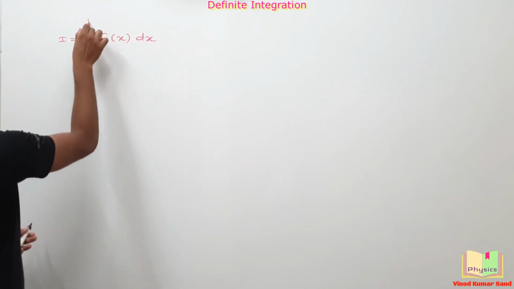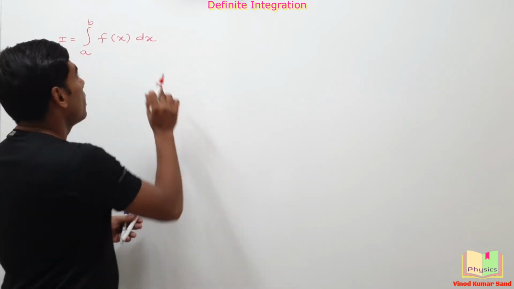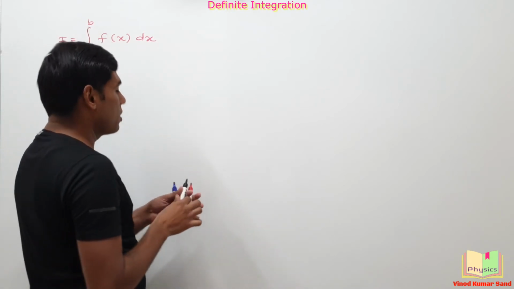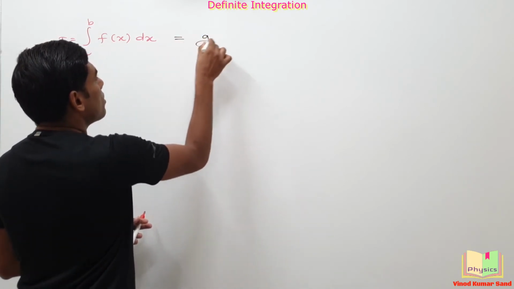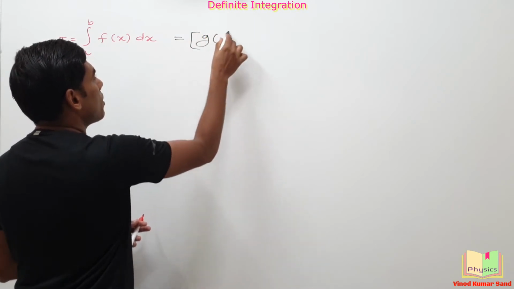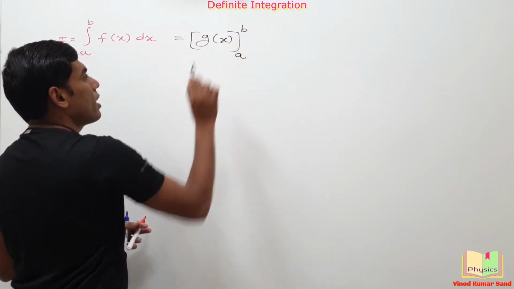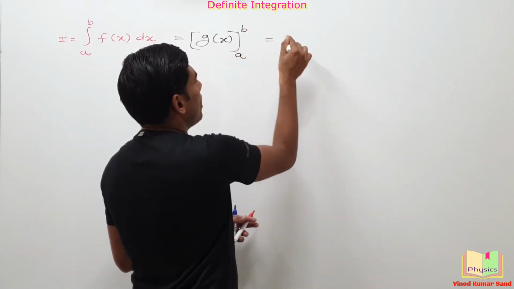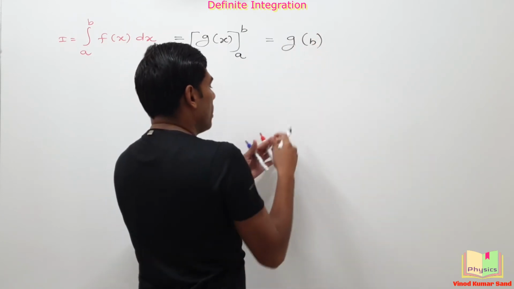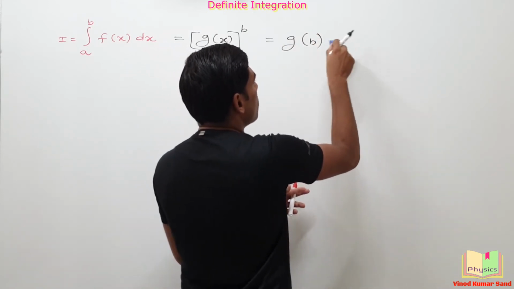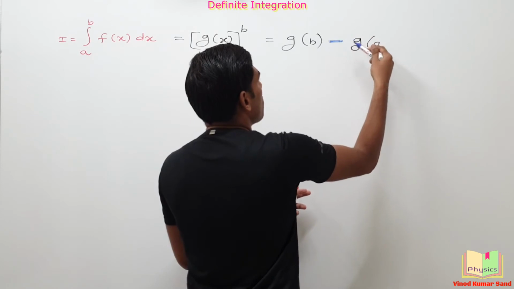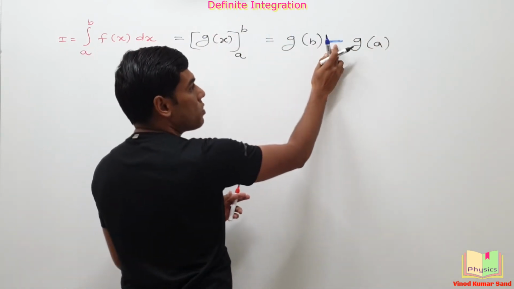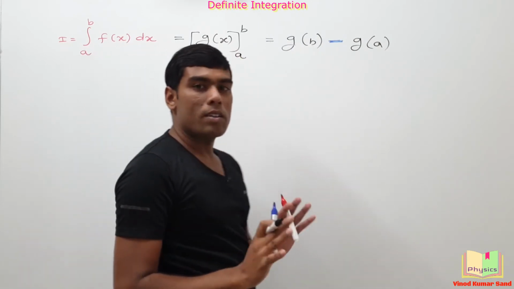Lower limit is a and upper limit is b. In the definite integration, there will always be the limits. On simplifying, let's say we get the expression as g(x), with lower limit a and upper limit b. Then it will be simplified as g of b minus g of a. First we put the upper limit at the place of x, then there is a negative sign, and then we put the lower limit at the place of x.